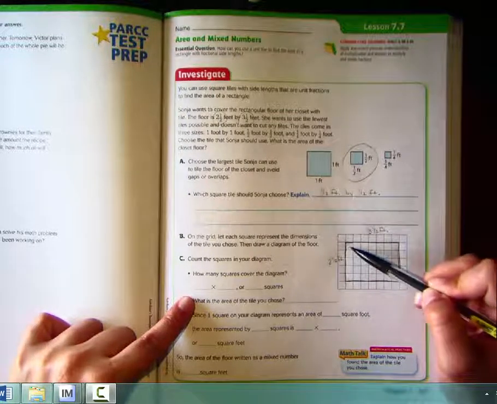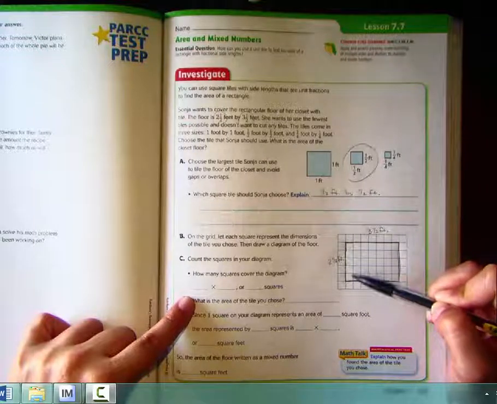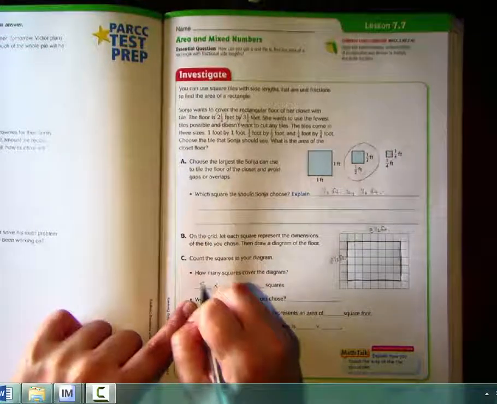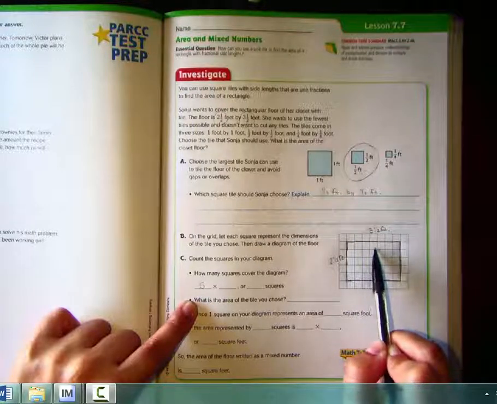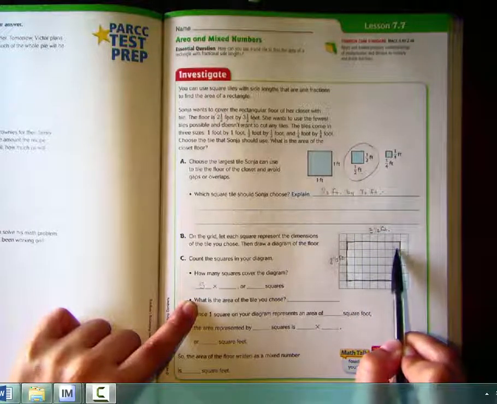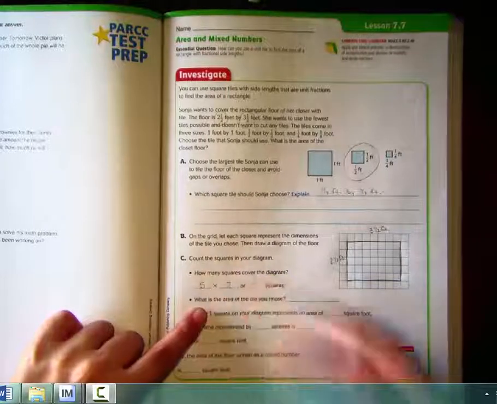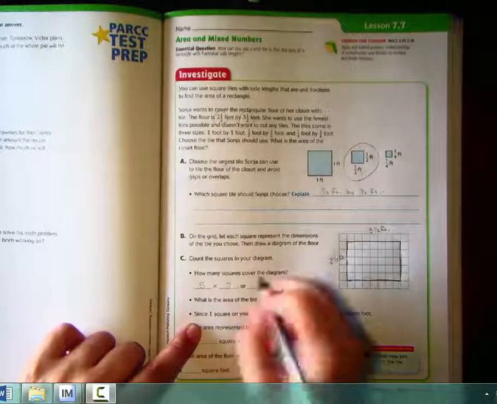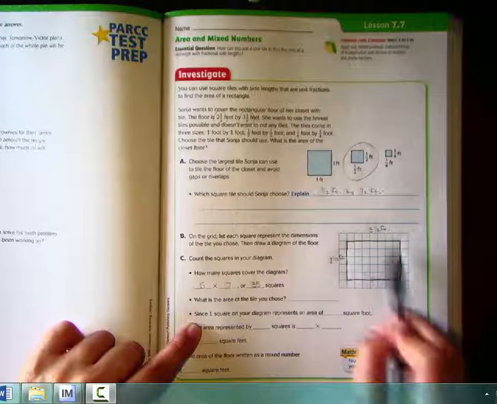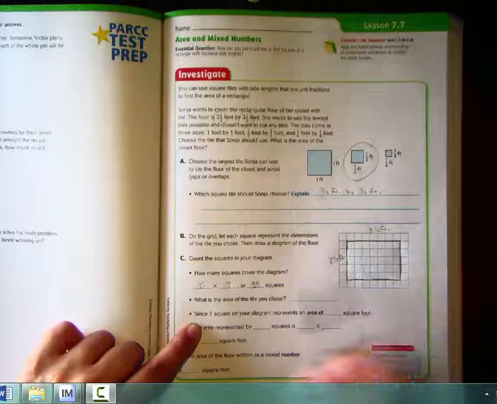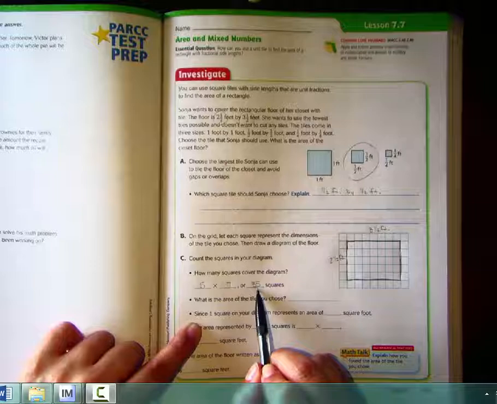Okay, so I have 1, 2, 3, 4, 5 squares going down. 1, 2, 3, 4, 5, 6, 7 squares going across. And 5 times 7 is 35. So if I counted all of these squares, I would get 35 squares. Okay?